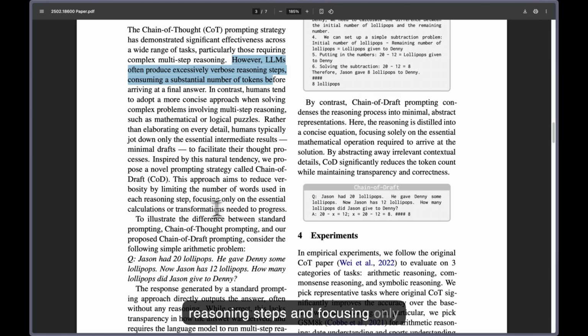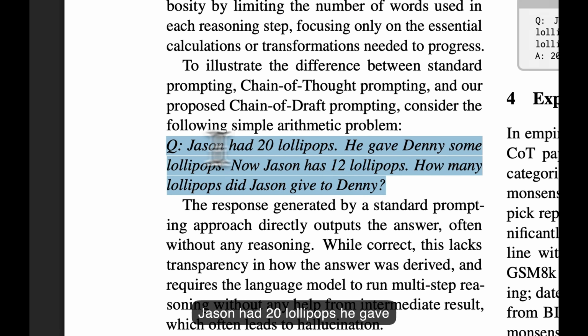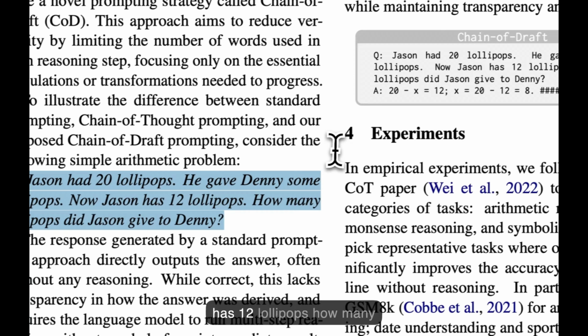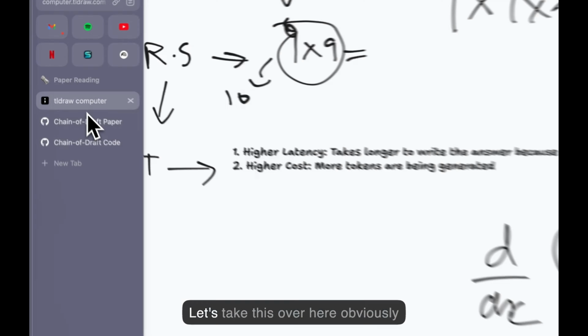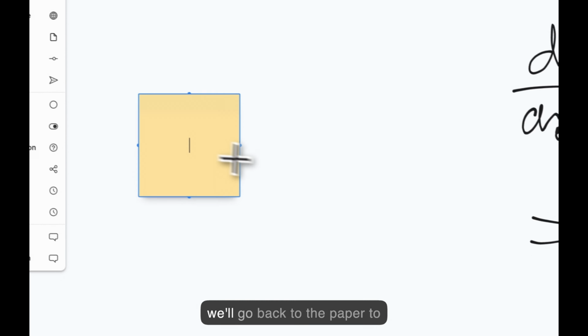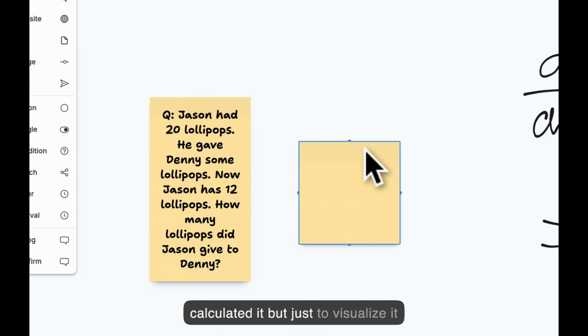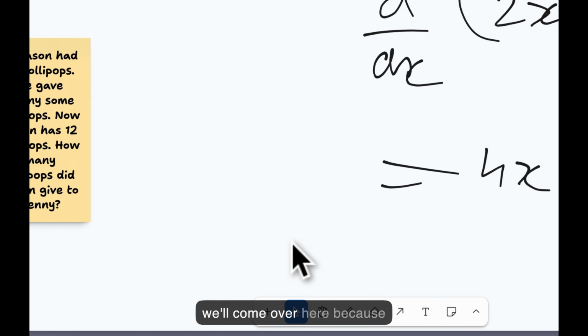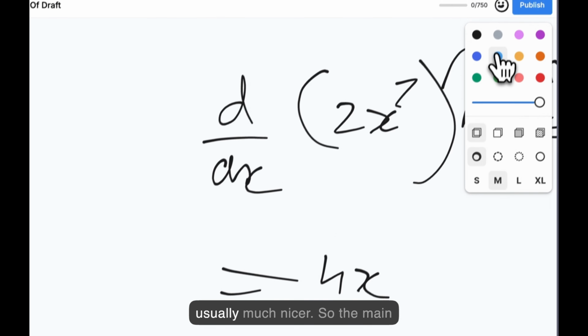So let's take an example of this question. Jason had 20 lollipops. He gave Danny some lollipops. Now Jason has 12 lollipops. How many lollipops did Jason give to Danny? Let's take this over here. Obviously, we'll go back to the paper to understand how they have calculated it, but just to visualize it, we'll come over here because visually explaining things is usually much nicer, right?